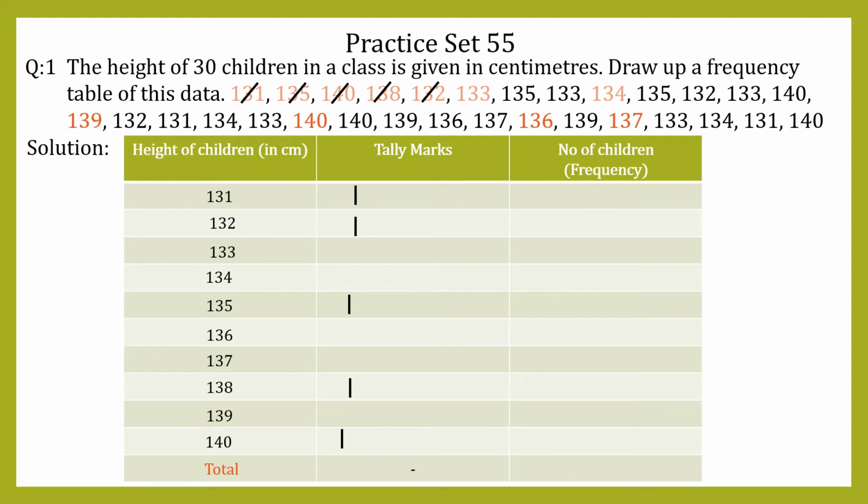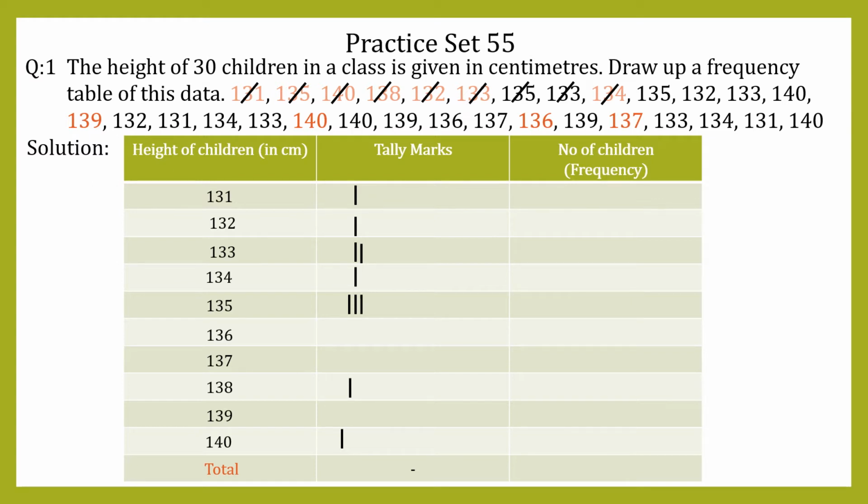Height of next child is 133 centimeter. So a tally mark against 133 and we will cancel this. Next is 135. So one more tally mark against 135 and we'll cancel it. Next is 133. So a tally mark against 133 and we'll cancel it. Next number is 134. So a tally mark against 134 and cancel it.